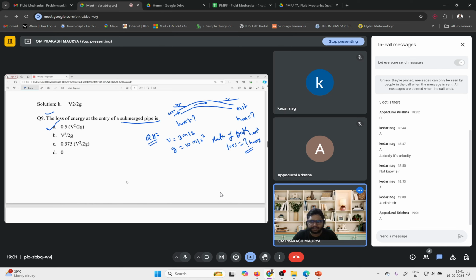Yes, option A is correct for question number 9. But now I want to know from your side, question number Y I have written. Velocity is given 3 meter per second. G value is 10 meter per second square. Then what will be the ratio of H exit to H entry, if this data is given?